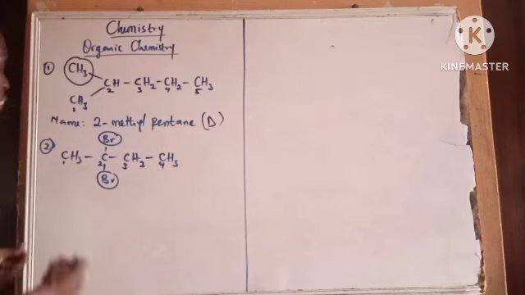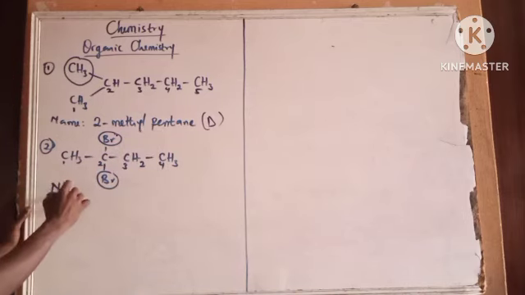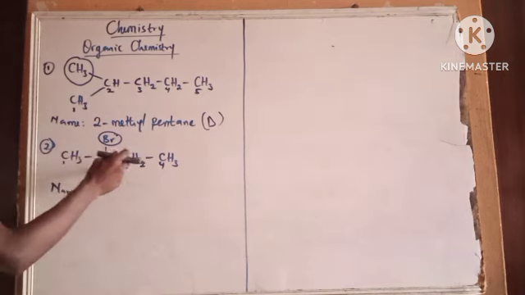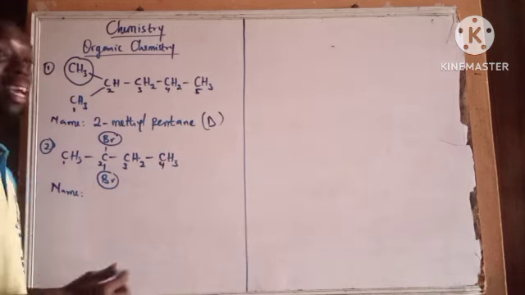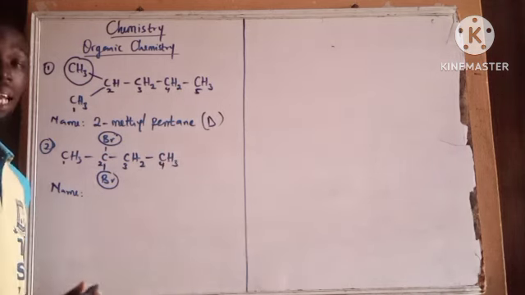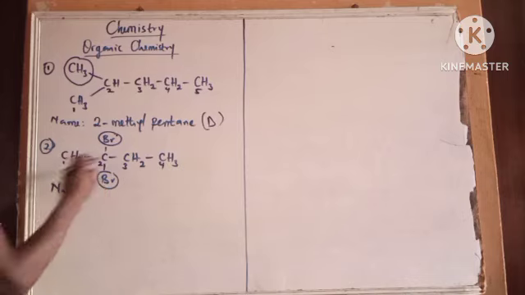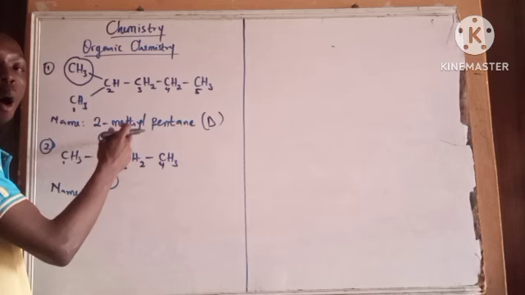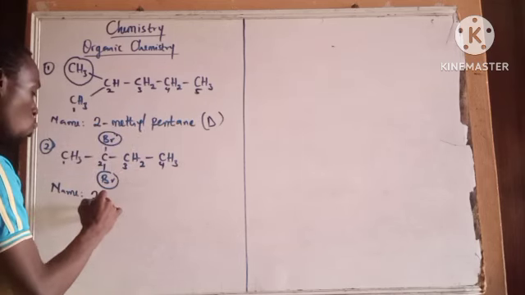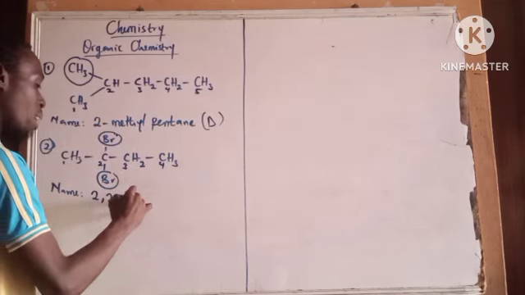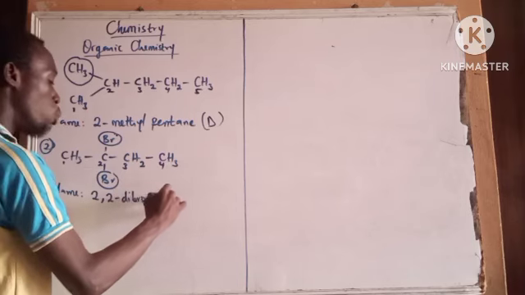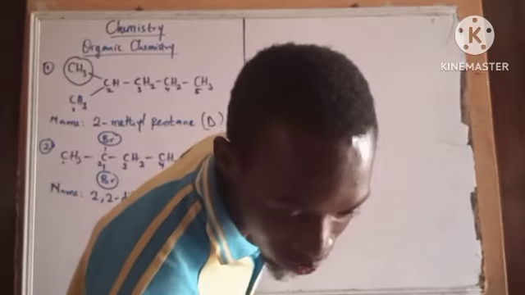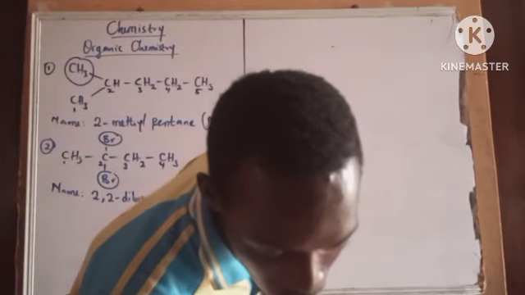So now, what is the name for this compound? We already have our longest continuous carbon chain, which is 4, and because of the presence of the single bond between the carbon to carbon atoms, it is an alkane series, so the name here is butane. But the 2 substituents we have here are on carbon 2. So we are going to have 2, 2 dibromobutane.